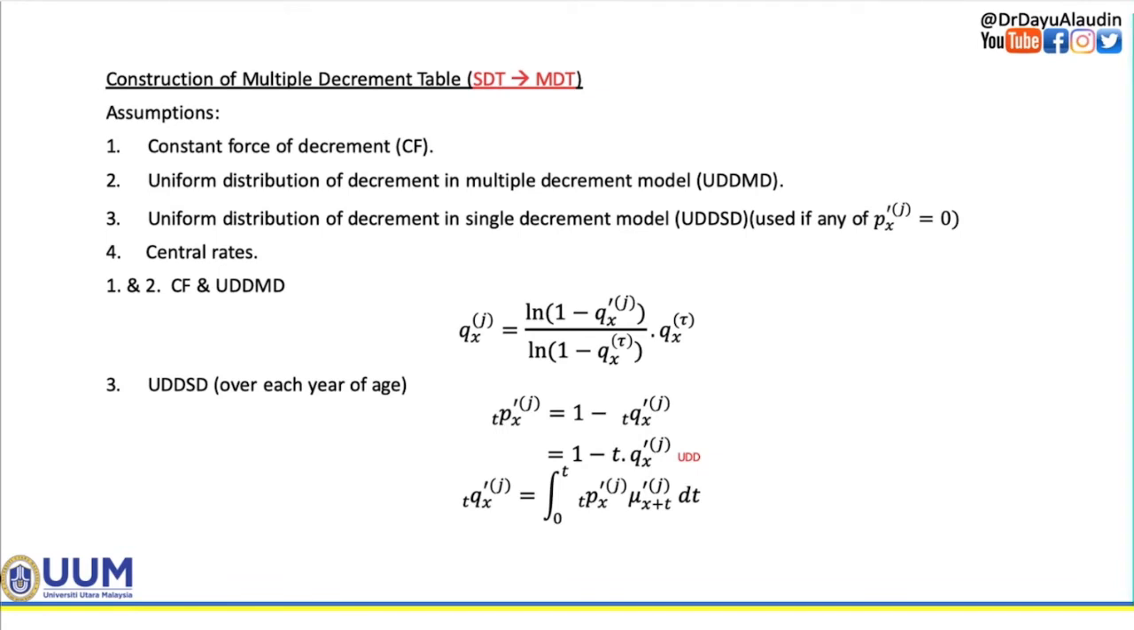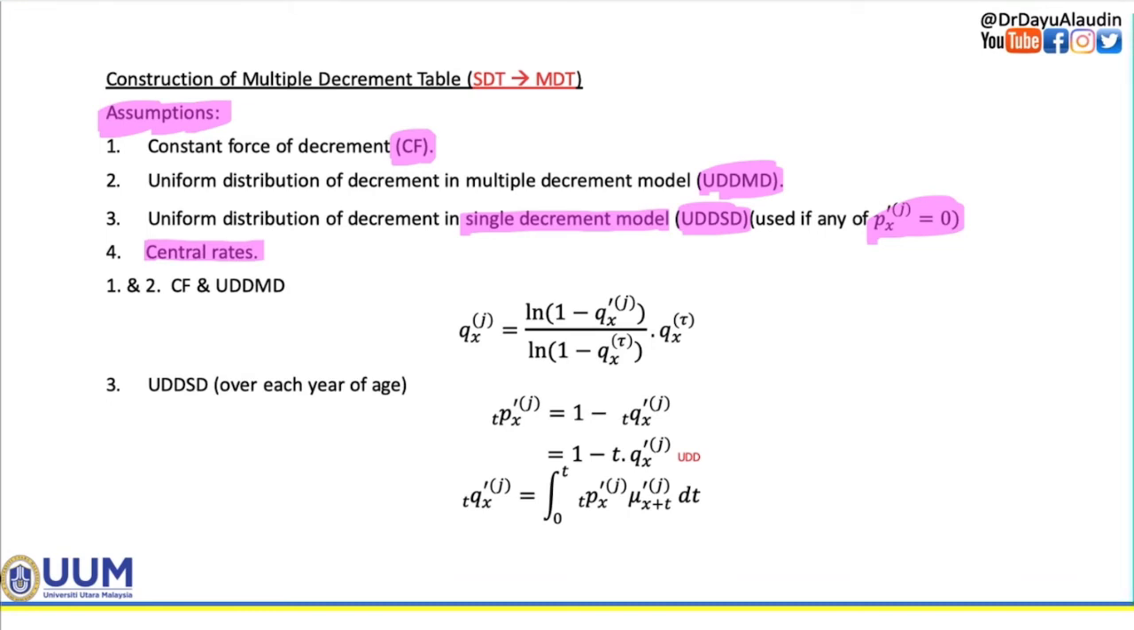Now we want to construct a multiple decrement table using SDT. So we transform SDT to MDT. There are 4 assumptions that we have to know. First, constant force of decrement, CF. Second, uniform distribution of decrement in multiple decrement model, UDD-MD. Third, uniform distribution of decrement in single decrement model, or UDD-SD, used if any Pxj is equal to 0. And finally is center rates, which is Mxj.